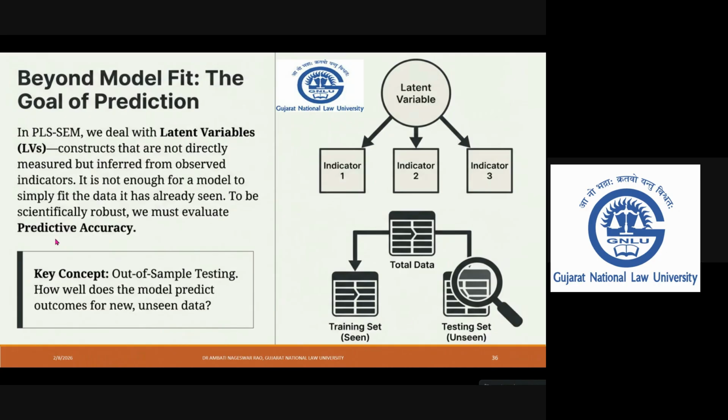As a researcher, if you are going to publish your paper, please ensure that you at least have findings on PLS predict. Either you can use PLS predict or CVPAT. It is not compulsory that you use both. If it is a PhD thesis, you can think of using both together. Otherwise, one of them is sufficient.